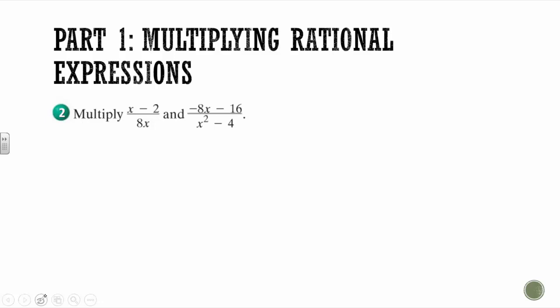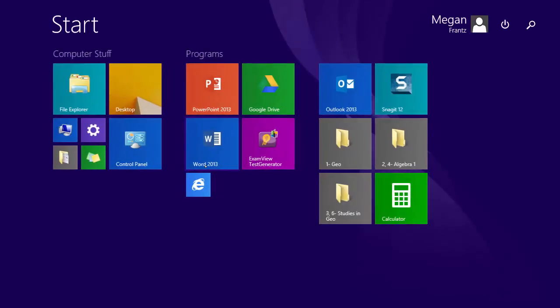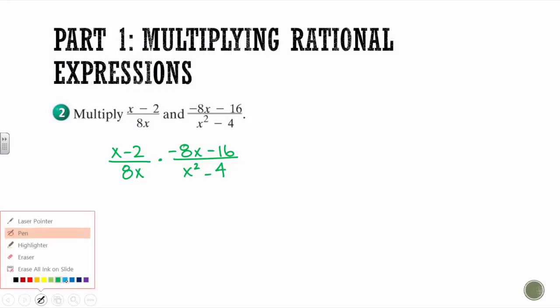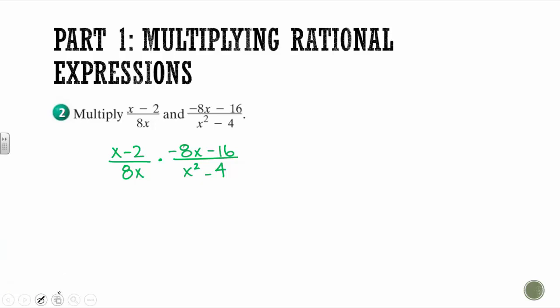So let's try one that actually has some simplifying. So we need to multiply x minus 2 over 8x times -8x minus 16 over x squared minus 4. There's a couple different ways you can do this problem, but what I like to do first is simplify both of my rational expressions before I multiply them together. So look at each individual part.